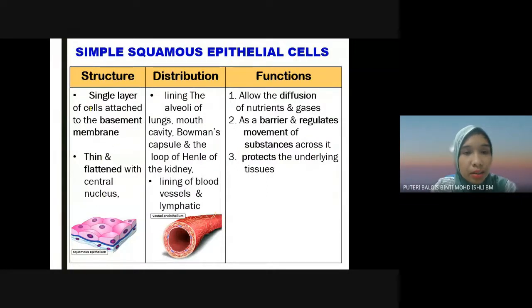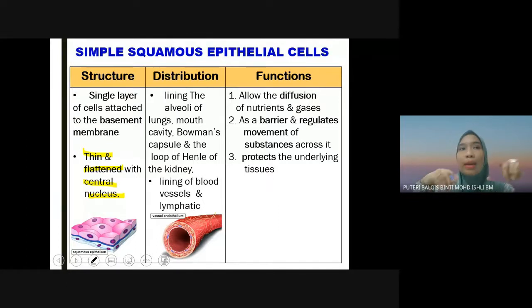Okay, so the single layer of cell attached to the basement. Saya pergi laju ni sebab awak akan discuss lagi dalam tutorial. So structure dia, ingat ni. Thin, flatten, nucleus duduk dekat tengah. Thin and flatten. Kalau awak tulis thin saja, tak tulis flatten, salah. Sama juga macam awak tulis flatten, tak tulis thin, salah. Thin and flatten tu dalam satu ayat yang sama.